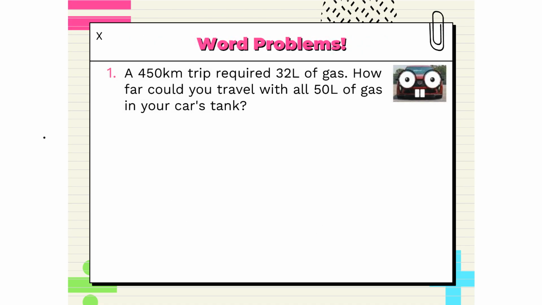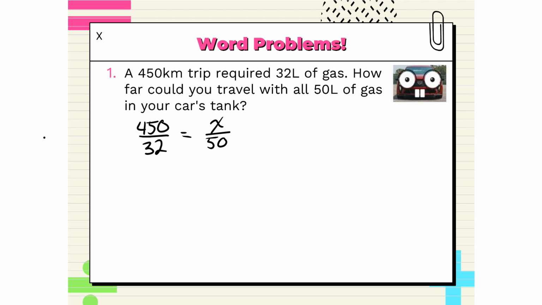Now let's look at a word problem. We're told that a 450-kilometer trip required 32 liters of gas. We're asked how far could we travel if we had 50 liters of gas. This is a proportions problem. So we can go 450 kilometers on 32 liters of gas. And we know we've got 50 liters of gas, and they're asking us how far can we go.